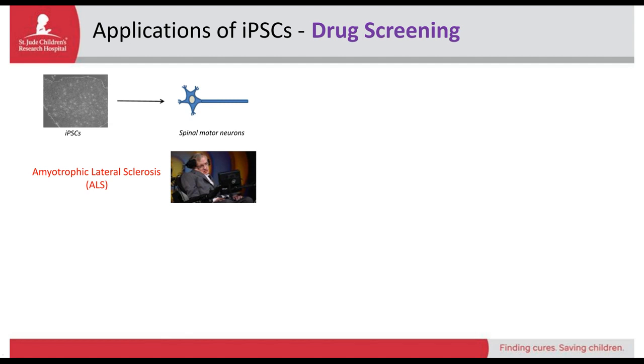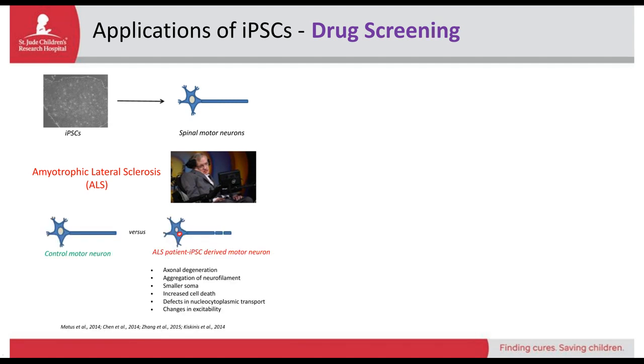Now, all of these labs also derived spinal motor neurons from control iPSCs and from ALS patient-specific iPSCs, and looked at the properties of these two neuronal populations. And they were able to identify a bunch of phenotypic features that were quantifiable endpoints to essentially assay the disease phenotype or the severity of the disease.